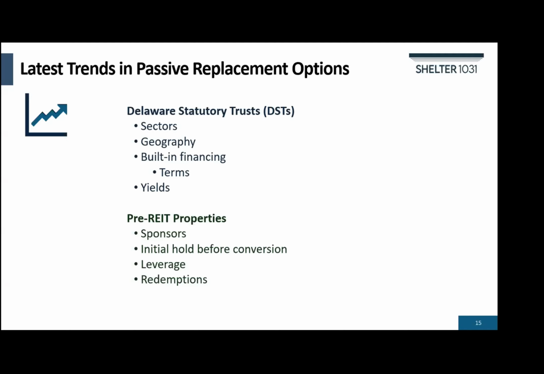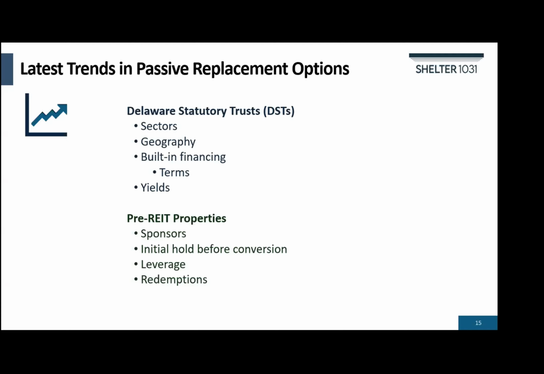More interesting, I think, has been the shift from traditional DSTs to pre-REIT properties. In a traditional DST, after 6 to 8 years, the DST sponsor sells the property, and you typically just do another 1031 exchange, either into another DST or back into real estate. But in a pre-REIT property, you only do one 1031 exchange, and then later your investment is converted to units in a real estate investment trust or REIT.